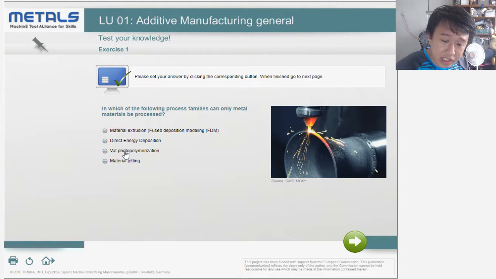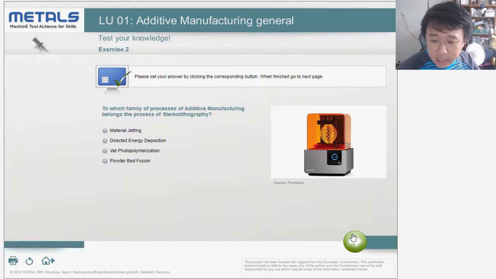Vat polymerization can only be done with a polymer. You can see it's polymerization. Material jetting, which is your PolyJet, can be done with polymers and metals. I think for metals, you have the XJet. XJet can print nano-sized metal droplets. So the only process family that can be printed with metals alone has to be directed energy deposition.